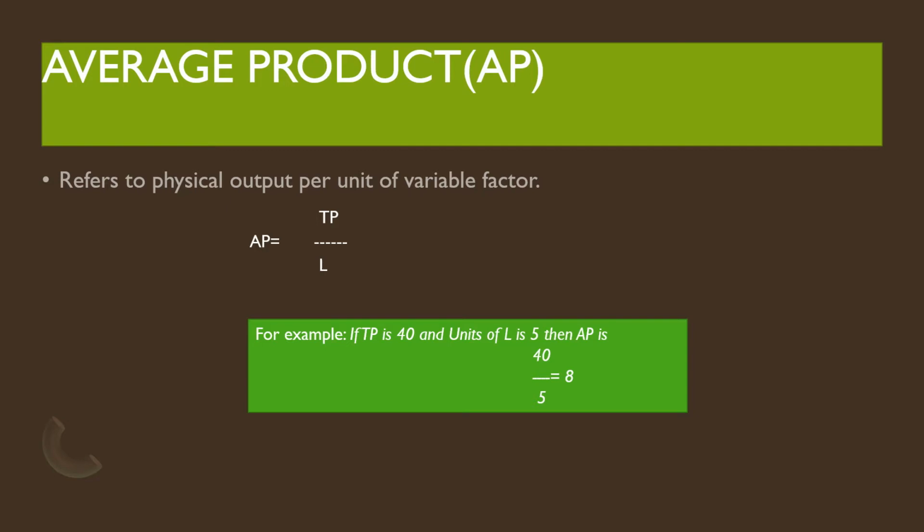For example, if total product is 40 units and units of labor is 5, which also means that by using 5 units of labor, you are producing 40 units of total product, then average product is equal to 40 divided by 5, which equals 8.